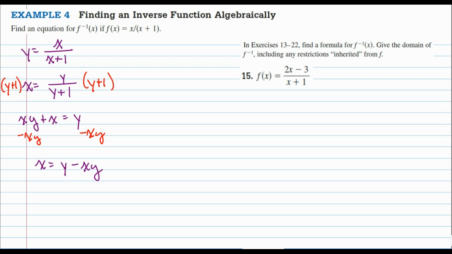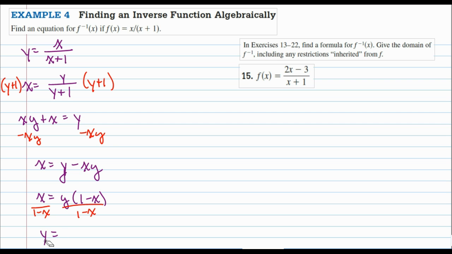Because now I can factor out a y. So I get 1 minus x. So I factored a y from each term on the right side here, and now I can divide both sides by the 1 minus x and get that my new inverse function, or the inverse function of f of x, is x over 1 minus x.